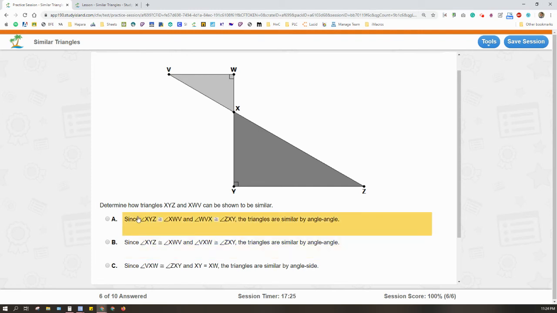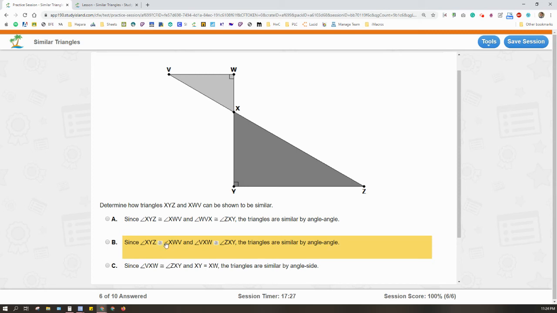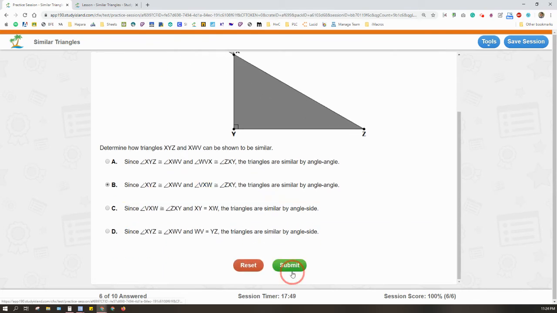B starts off the same as A does, so we know the right angles are congruent to each other. That's angle XYZ and angle XWV. And angle VXW, that's one of the ones we want, is congruent to ZXY, that's another one we wanted, good. The triangles are similar by angle, angle. That's it, that's what we wanted.